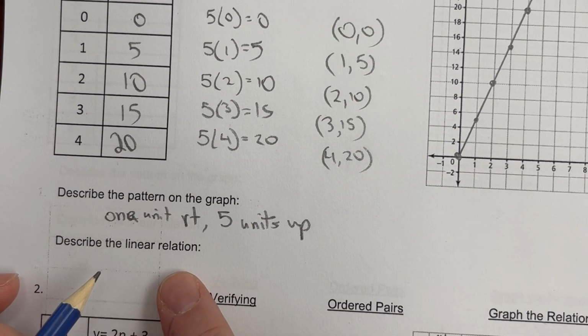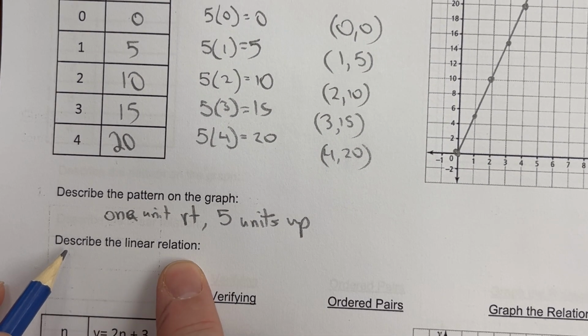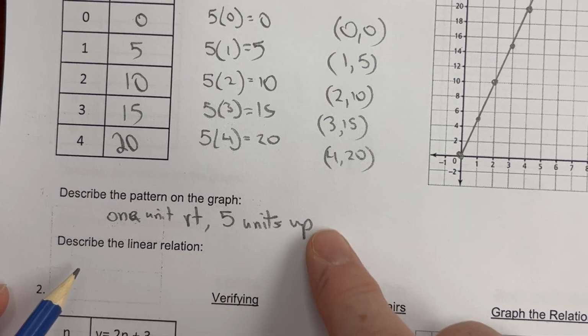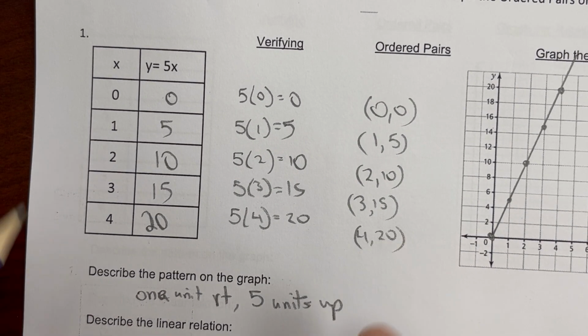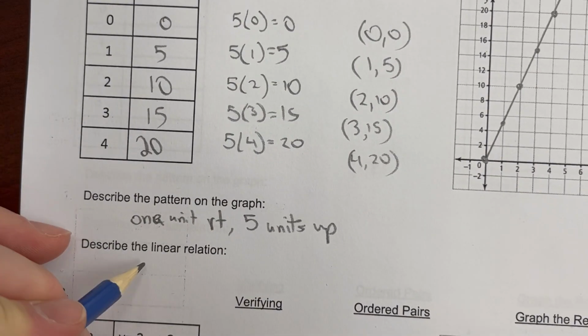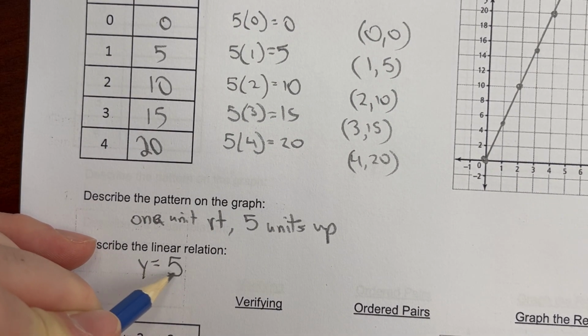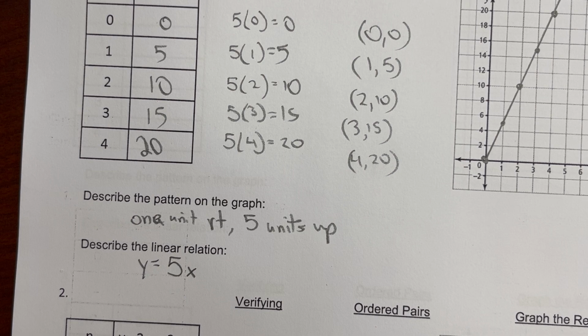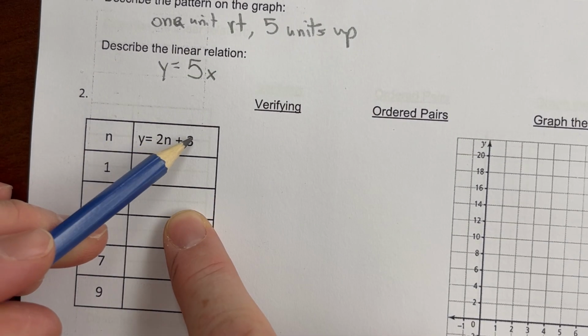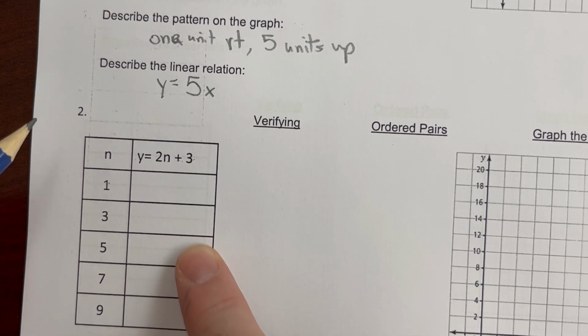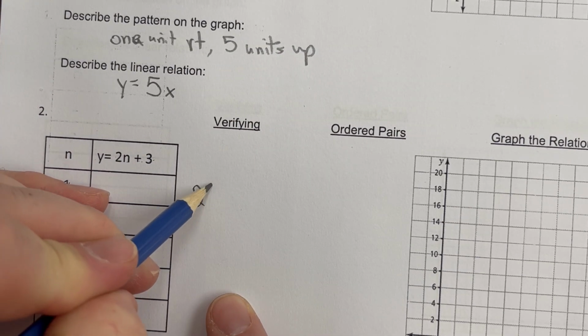Okay, and then the next one here, we're going to describe the linear relationship. So we're talking a relationship here. So again, we can do that through the ordered pairs, or we can do that through what our expression turned out to be, which was 5x. Next one, 2n plus 3, and here's the values for it. So we just verify those.